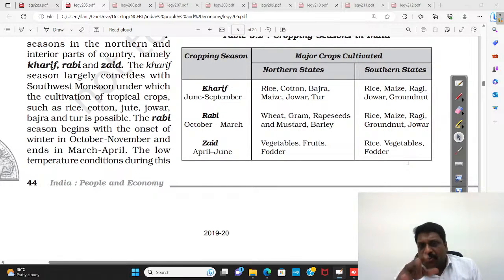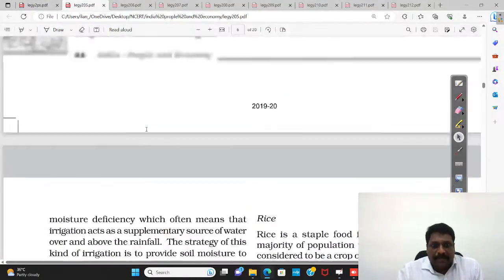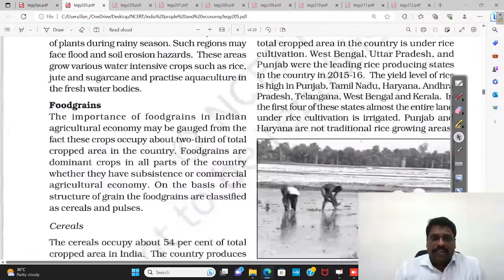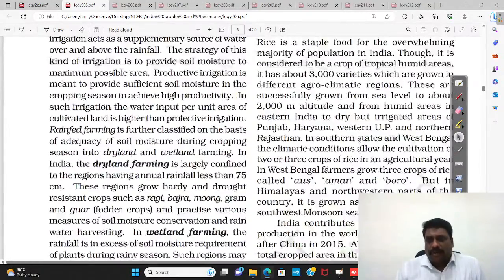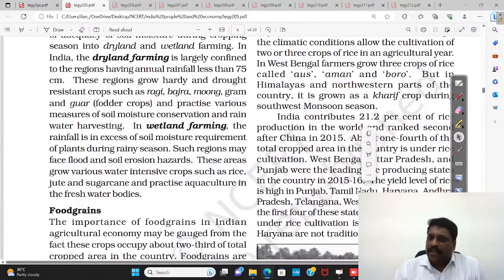So that's the reason the Zaid crops, mostly the flowering crops, will be cultivated during the Zaid season. Seasonal vegetables, seasonal fruits, etc. Some examples are also given, but they have not been discussed in a detailed fashion. What is the condition needed for rice, wheat? The geographical condition needed for it is exactly not given. They only discuss other aspects, but not the geographical aspects.